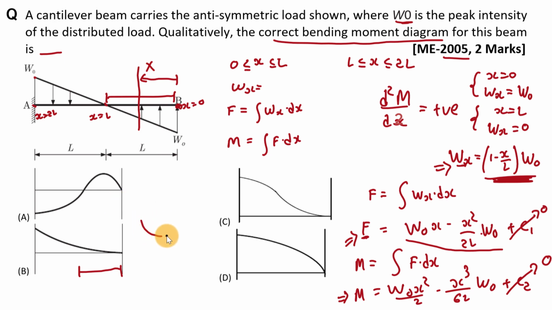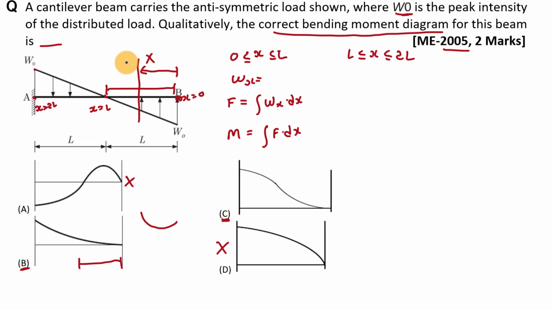So it will be something like this. Here this curvature is not correct and this curvature is not correct. In options B and C, in this interval we have this curvature in the upward direction, right? So our answer will be from option B or C.